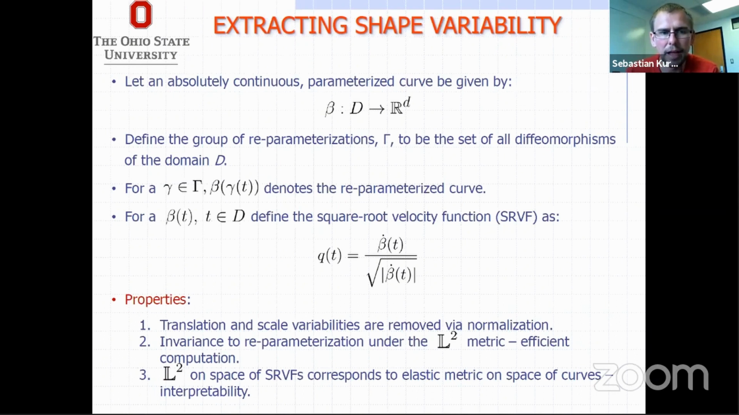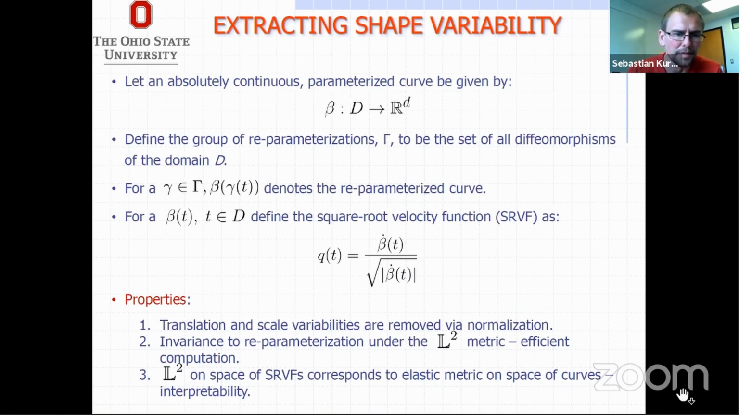Now, under the elastic functional shape analysis paradigm, we work with the squared velocity function, which is a transformation of the original curves. And this is given here, and I'm denoting it by Q. So essentially, this transformation just depends on derivatives of beta, and it depends on this derivative in this way.